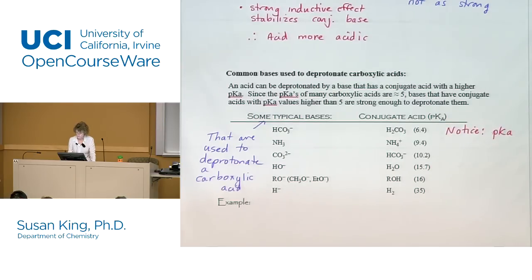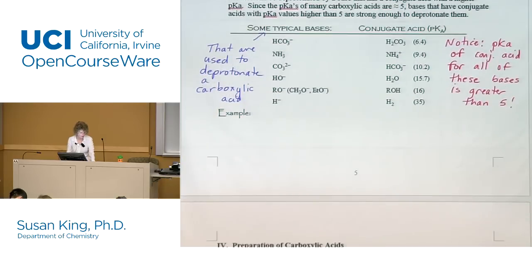Notice the pKa of the conjugate acid for all of these bases is greater than 5. Could we use chloride ion to deprotonate a carboxylic acid? No, because hydrochloric acid has a pKa of -7. You have to be greater than 5, and usually significantly greater than 5. So let's show you why that works.